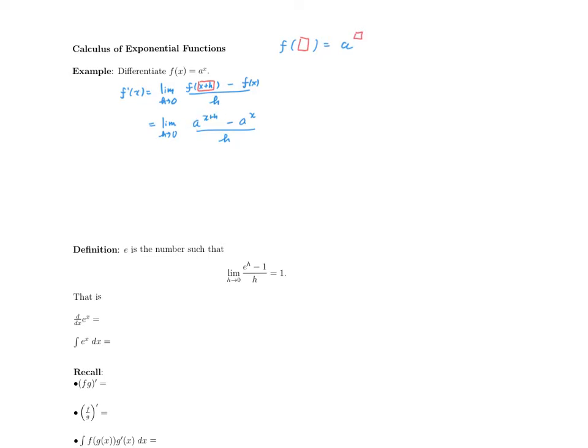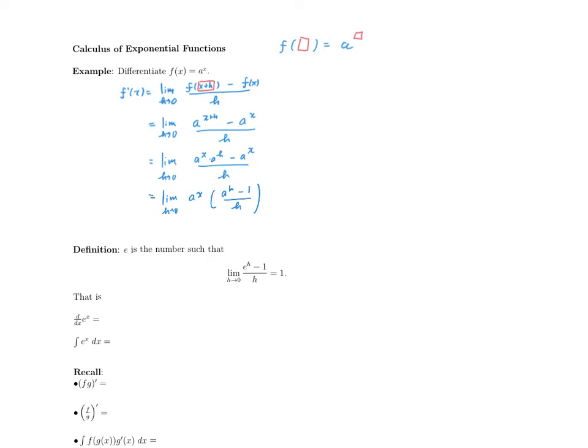This a to the x plus h can be broken up. We can write this as the limit as h approaches 0 of a to the x times a to the h minus a to the x, all over h. And note, both of the terms in the numerator involve an a to the x. So let's go ahead and factor that a to the x out. So algebraically, we have a to the x times the quantity a to the h minus 1 over h.